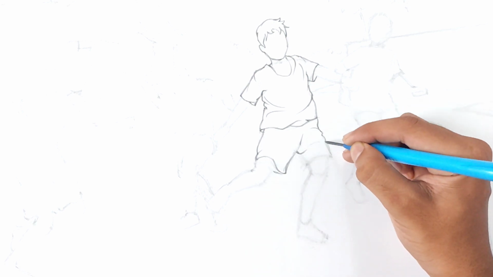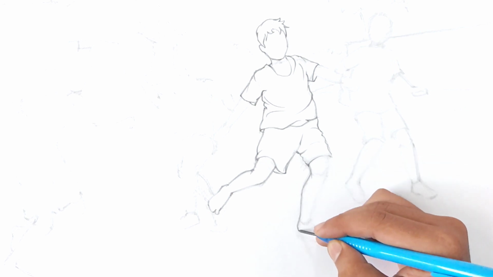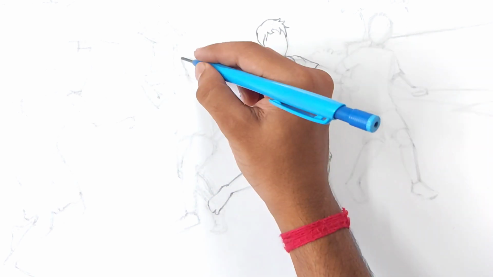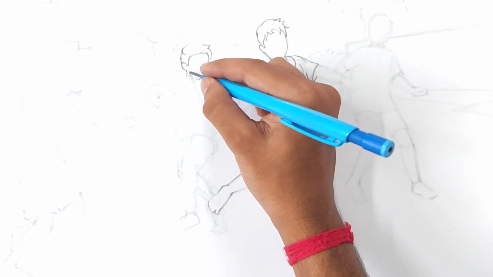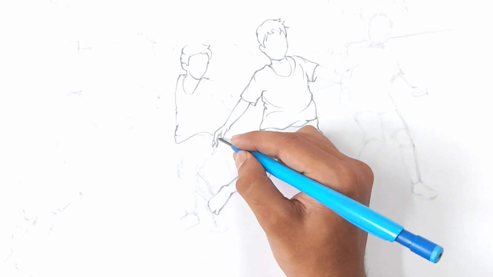So first of all, we will complete the first figure in this way. He is wearing a baggy t-shirt and pant. Now draw the second figure beside him. He tries to snatch the ball from the first figure.